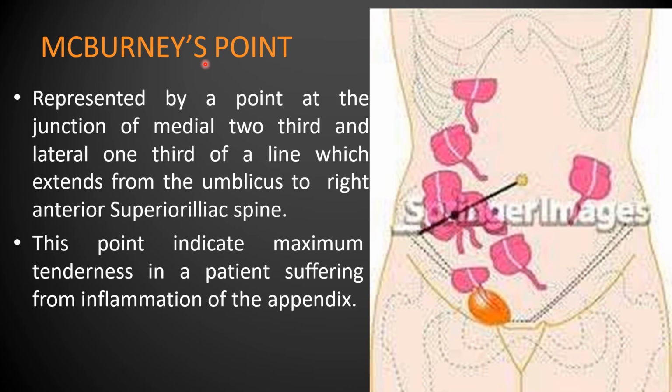About a point called McBurney's point. It is represented by a point at the junction of medial 2/3 and lateral 1/3 of a line which extends from umbilicus to right anterior superior iliac spine. This is the line that extends between umbilicus and right anterior superior iliac spine. This is the anterior superior iliac spine.